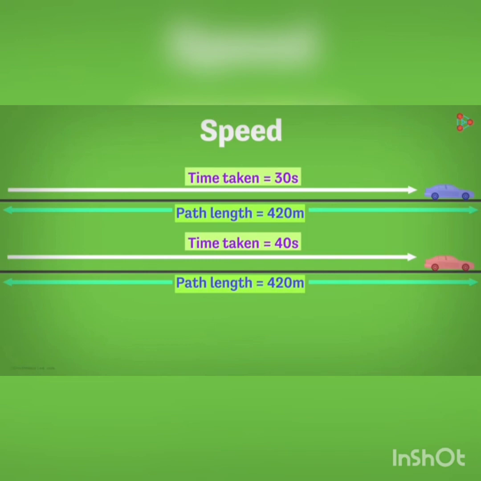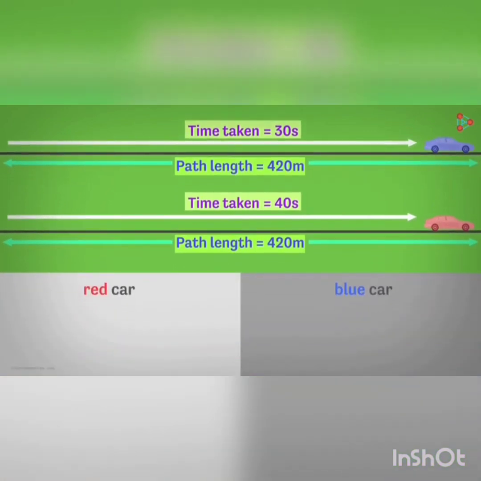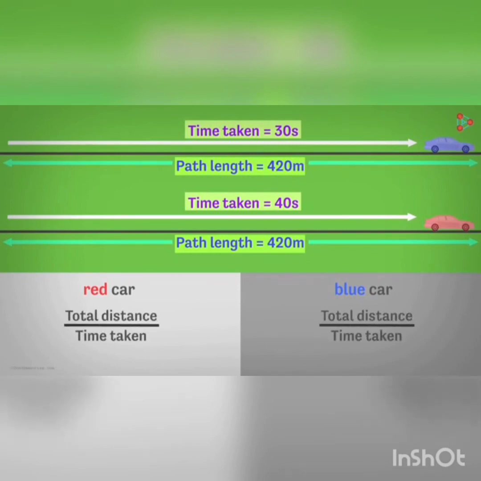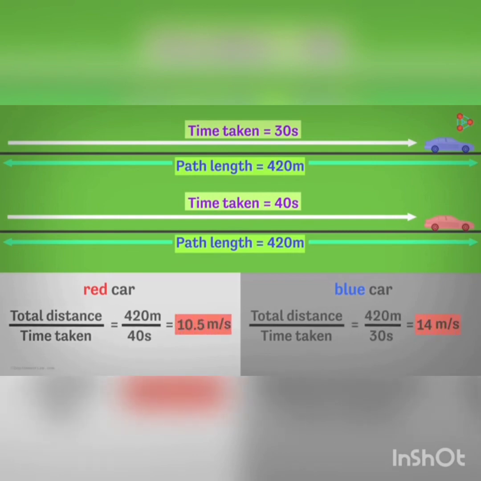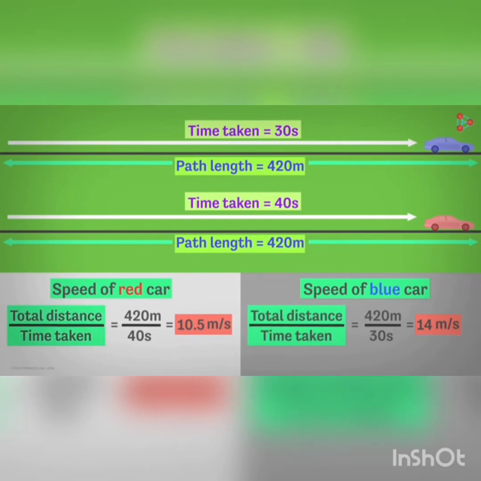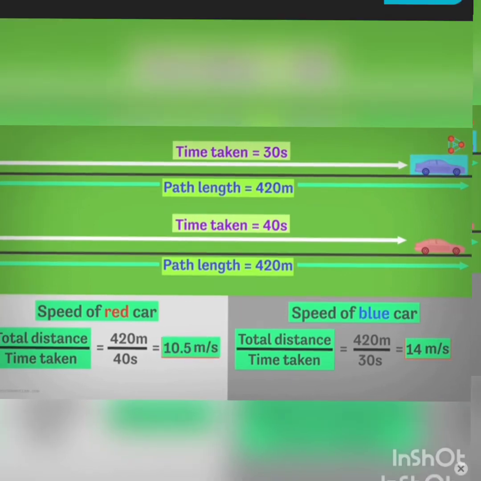So we can find out the ratio. See, red and blue: total distance upon time taken. That is the ratio. You will get 10.5 meter per second. The other one is 14 meter per second. Yes, speed is distance over time. Since this ratio is greater than that, it means that the blue car travelled with the greatest speed.